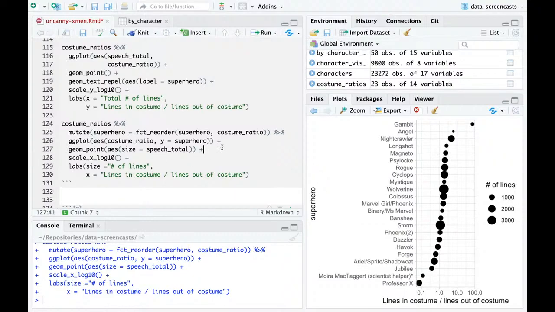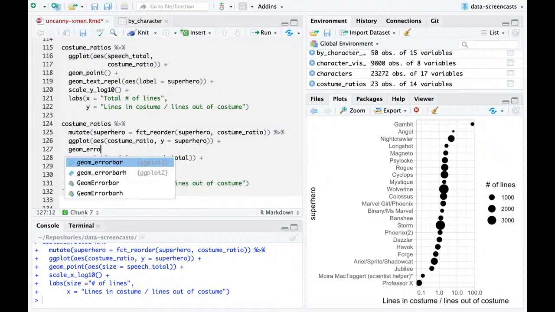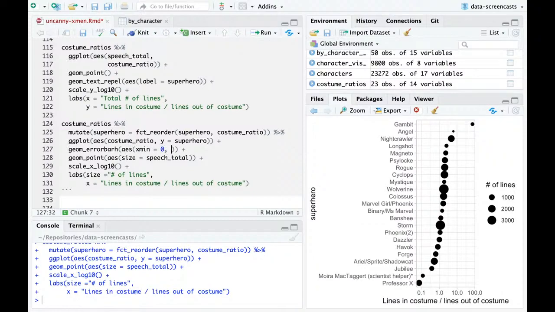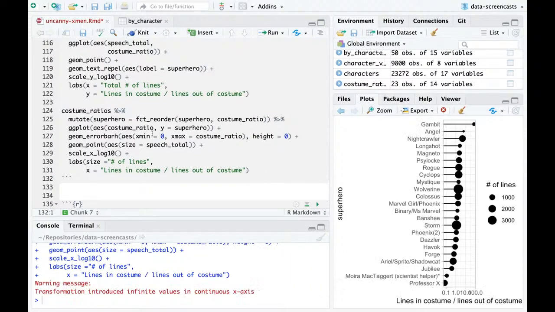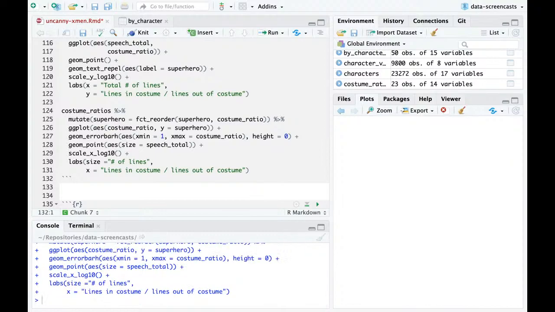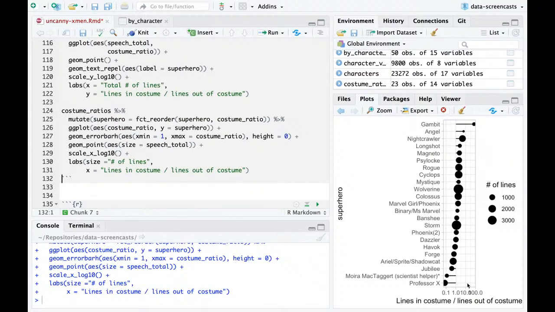What I'm going to do is say under the point, say geom_errorbarh, xmin is 0, xmax, this is error bar horizontal, xmax is costume ratio, height equals 0. This is a way of drawing lots of flat lines. Oh, I did 0, I meant to do 1. 1 is like the starting point. I'm going to zoom in a moment and look at this.